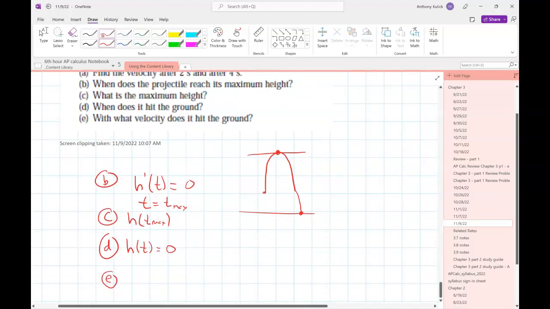And then for part E, it asks, what is the velocity when it hits the ground? So let's say that T is called T ground. I'm just going to take that answer and plug it into the derivative. Okay, yeah, that's where I messed up. I put that.